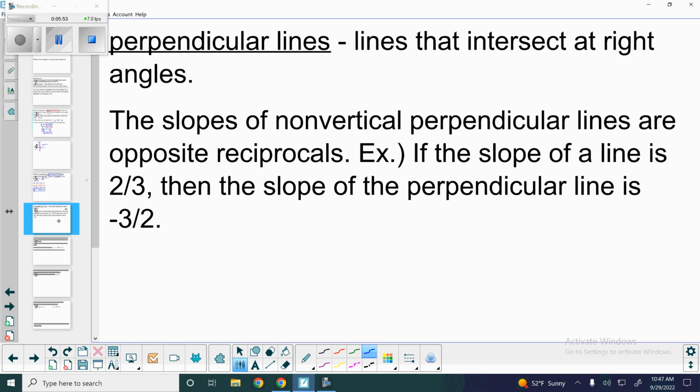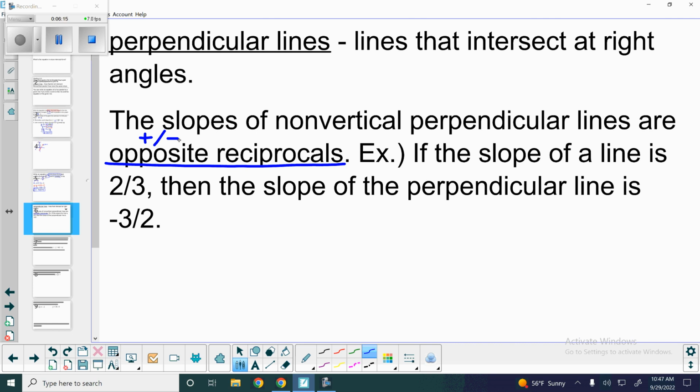Now we're going to talk more about perpendicular lines. Those are lines that intersect and form right angles, so think like a four-way stop. The slopes of non-vertical perpendicular lines are opposites and reciprocals of each other. So it's really important to know what that means. Opposite means opposite signs, one's positive and one's negative. Reciprocals means you take the fraction and you flip it on top of itself.